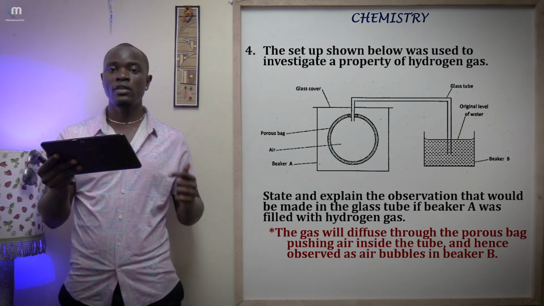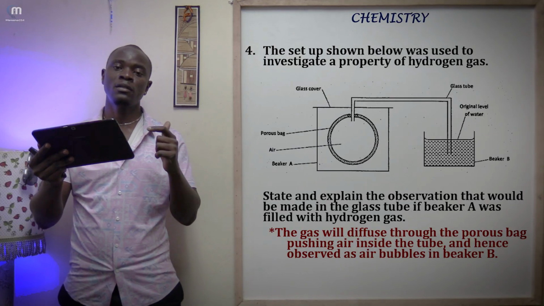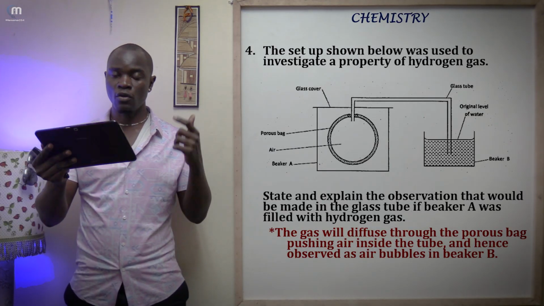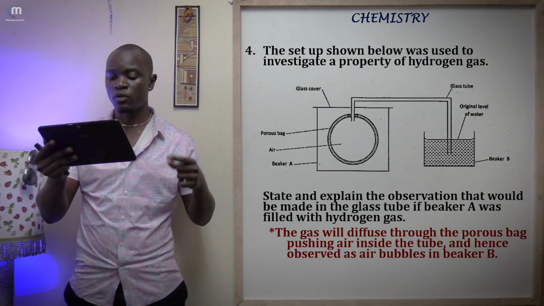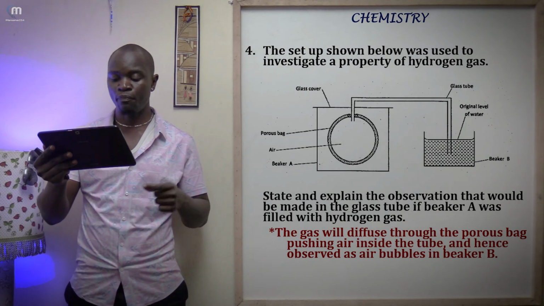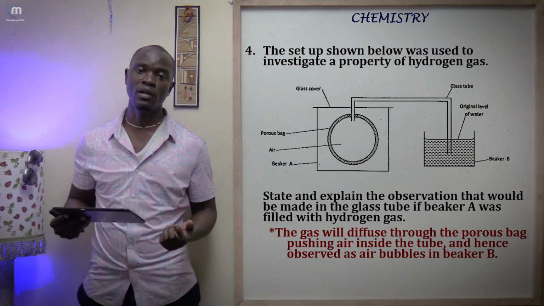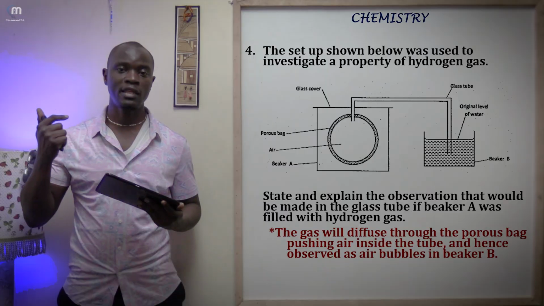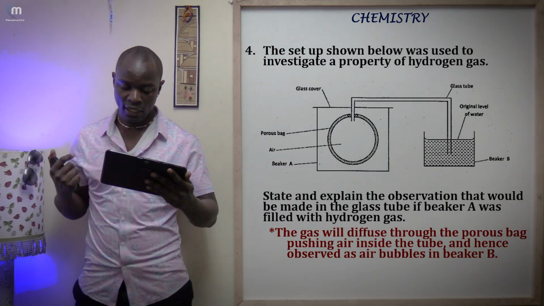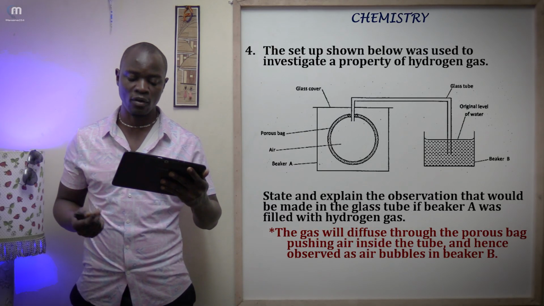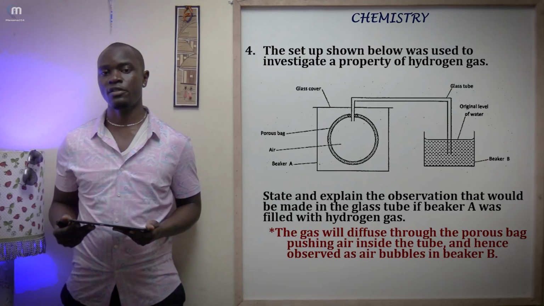Apart from moving through the delivery tube, on the side of beaker B, we are going to now see small bubbles of hydrogen getting expelled from the delivery tube. And that is all the observation that the question was asking. Nothing else, because you have the original level of water, glass tube, etc.